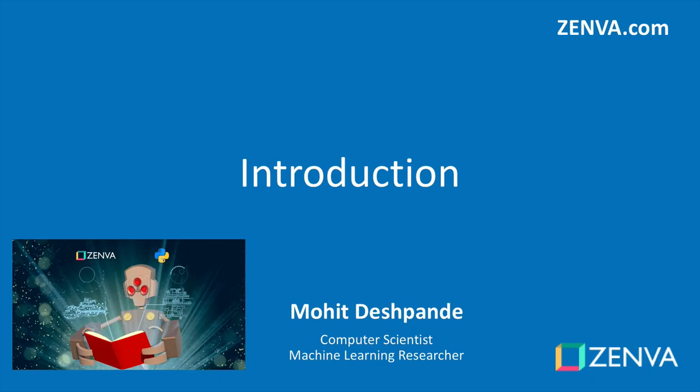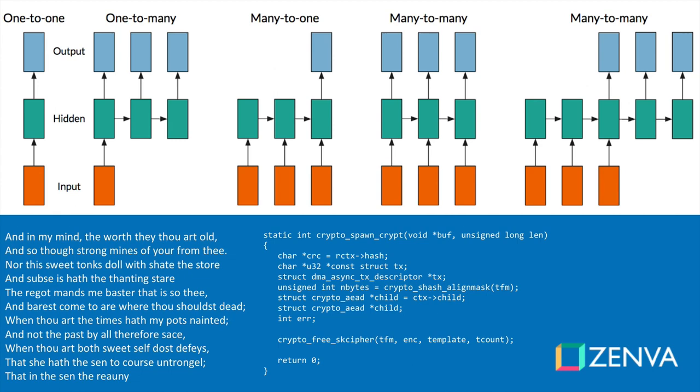My name is Mohit Deshpande, and in this course we'll be constructing recurrent neural networks, particularly for language modeling. Recurrent neural networks are what we use to model variable length sequences, and we can do a lot of fun things with these guys.